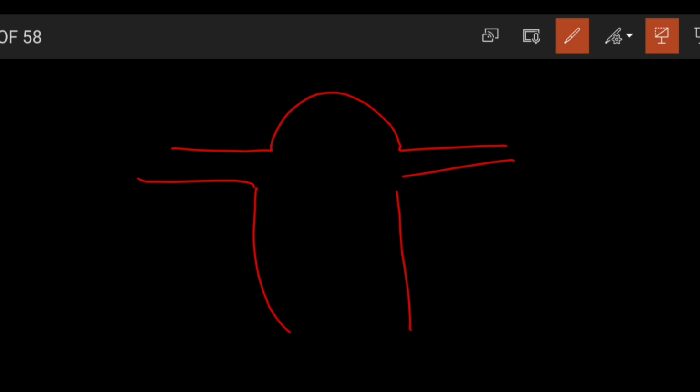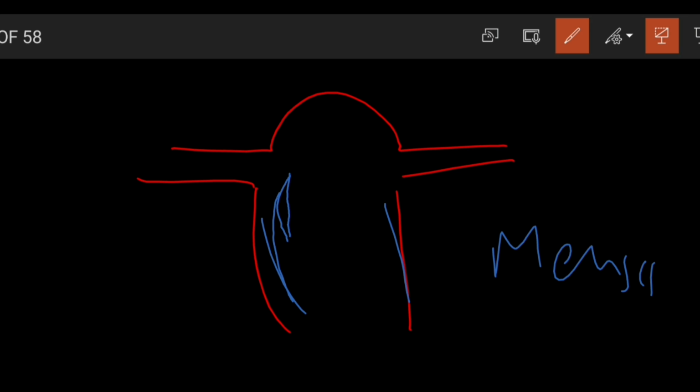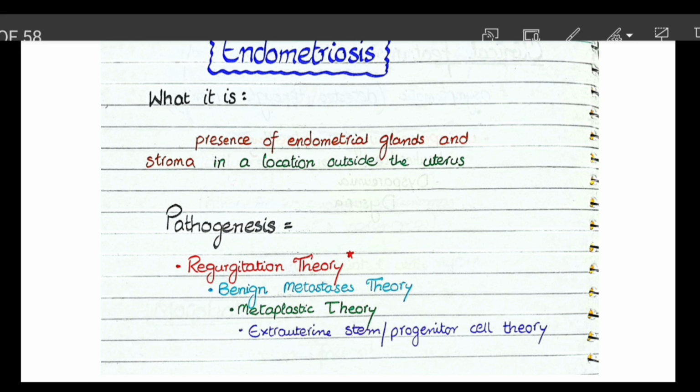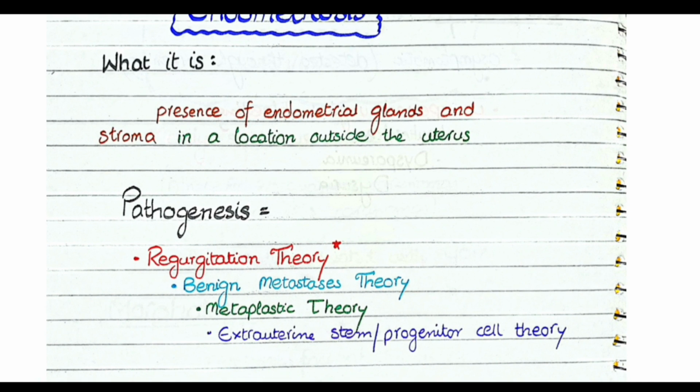So at the end of the menstrual cycle, what happens? The endometrium lining this uterus sheds through blood, that is called menses. But in endometriosis, sometimes this endometrial tissue that is usually shed at the end of the menstrual cycle regurgitates out of the fallopian tubes into the pelvis or abdomen. This regurgitation causes implantation of the endometrial tissue outside the uterus. This concept is called regurgitation theory. So regurgitation theory is one of the theories that explains endometriosis.